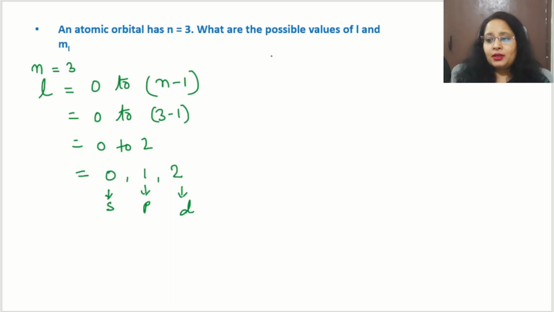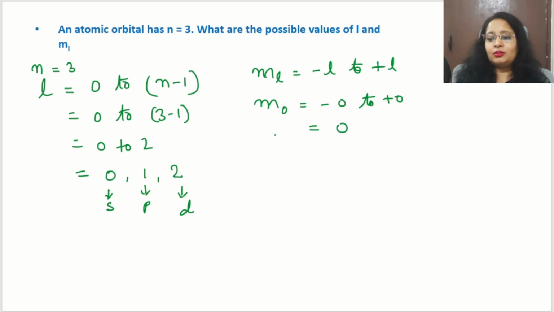Now come to the next part, the possible values of ml. The formula for ml is minus l to plus l. So if we take l equal to 0, it will be minus 0 to plus 0, so it means ml is equal to 0. It means it has only one orbital, whose value is 0. We can draw it like this. Its value is 0.